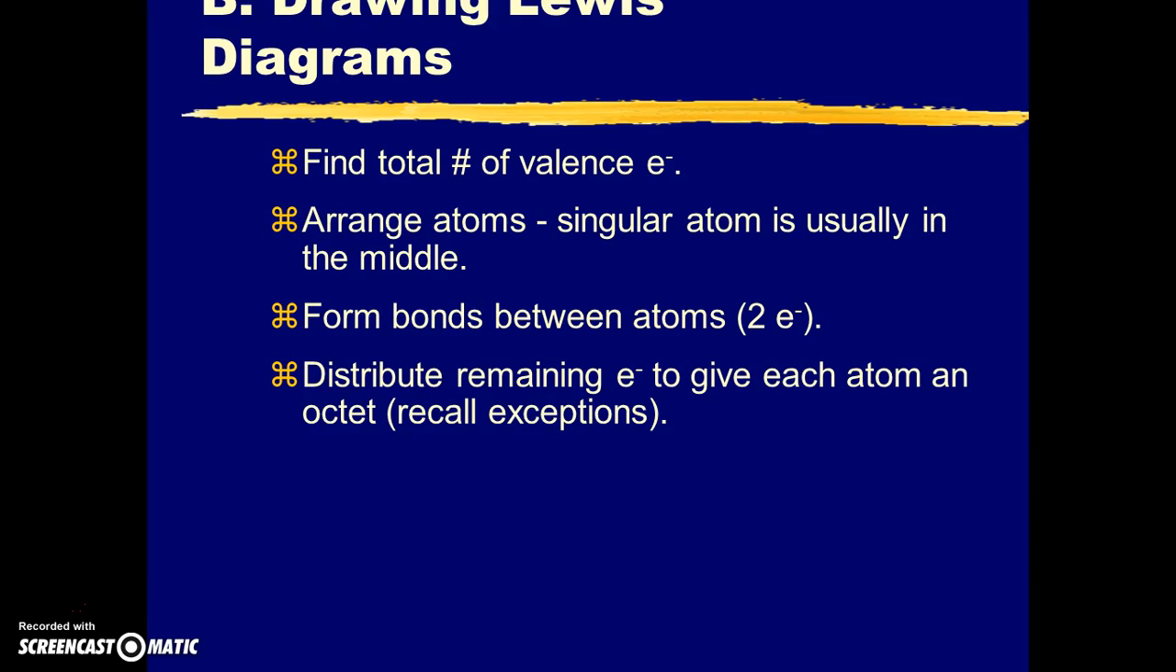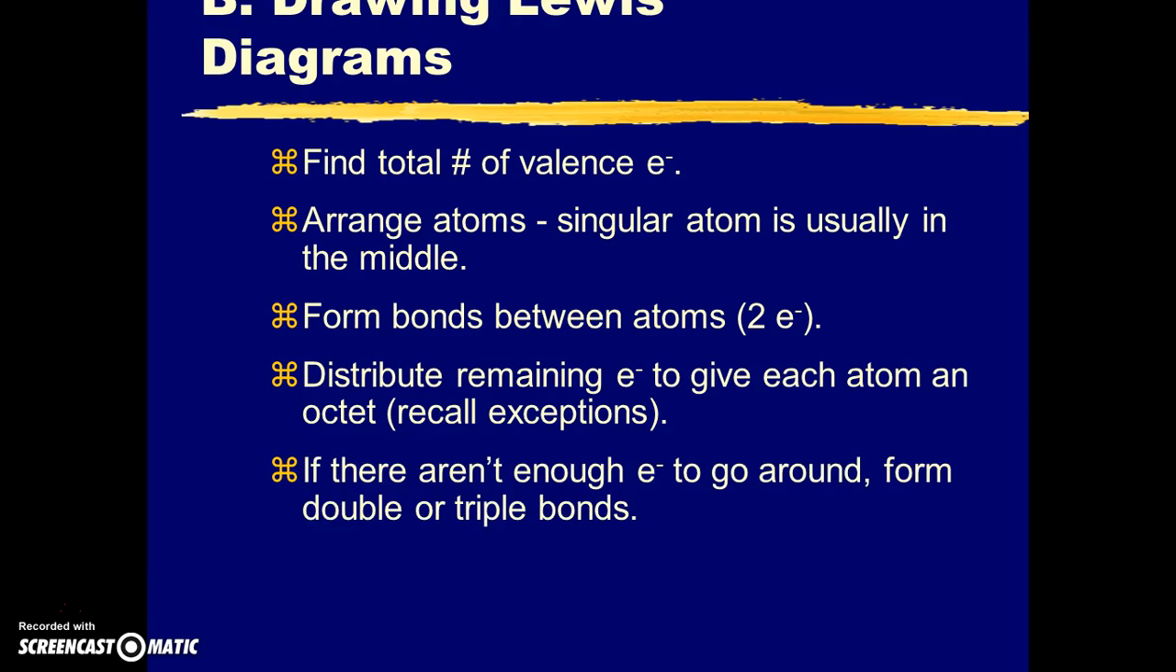And then the last step is we take our remaining electrons after we've formed bonds between the atoms and distribute them to each atom in order to make sure they all have 8 electrons around them. Now there are some exceptions. We're not going to worry about those too much. There is one exception we really have to take into consideration, but we'll deal with that on the next slide. So these are the steps for drawing Lewis structures that we'll go through each time that we draw one of these.